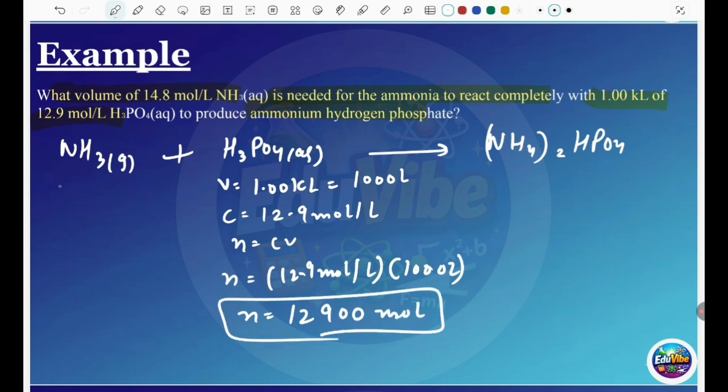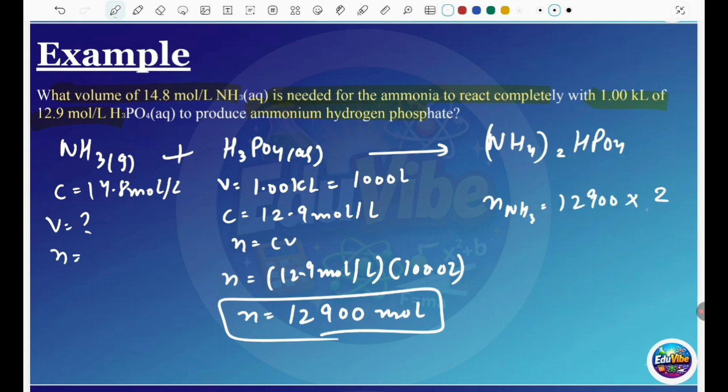From here, you have the concentration of NH3 given. You have to find the volume of NH3, and you have to find the n first. To find the n, you can do the same thing you did in the previous one. So you use the stoichiometric ratio. This number is multiplied by required upon given, 2 divided by 1, and this is equal to 25800 moles. You can find it over there.